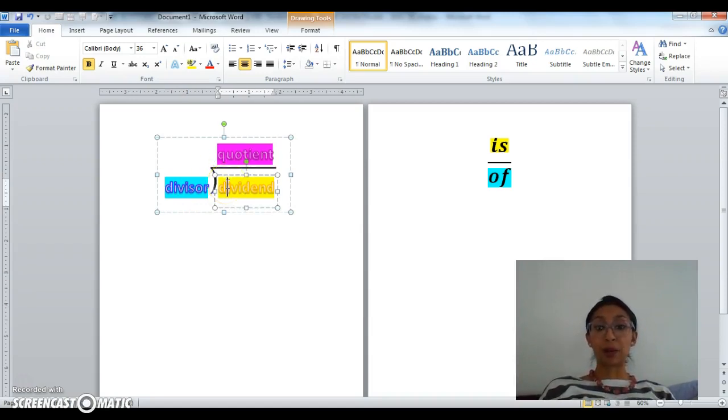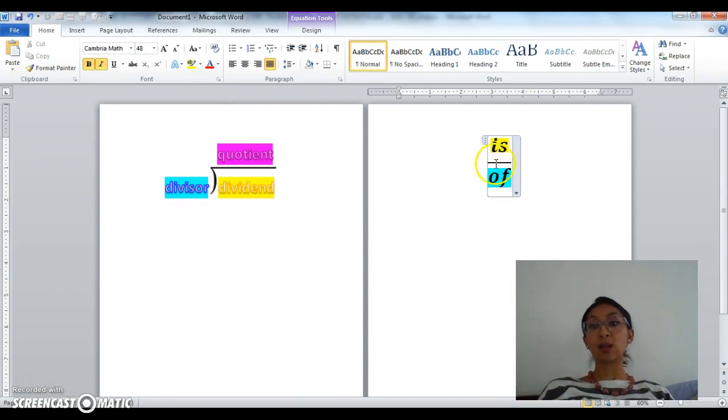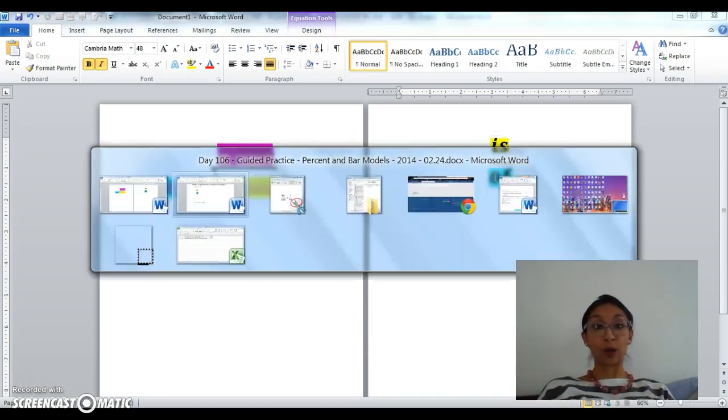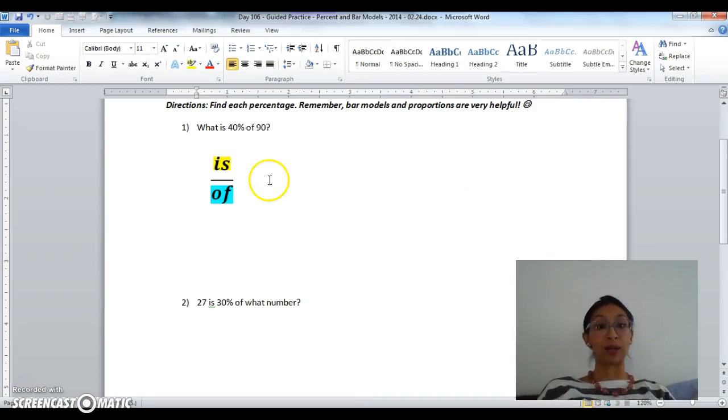I keep using the same colors, yellow and blue, in class to show students the is over of relationship. I ask them just to memorize is over of, and I ask them over and over again, is over of or of over is. They have to memorize is over of. It's not perfect, but it does work for a lot of my struggling readers, especially when we use the highlighters. So if we go to this worksheet, I can show you how I use it.